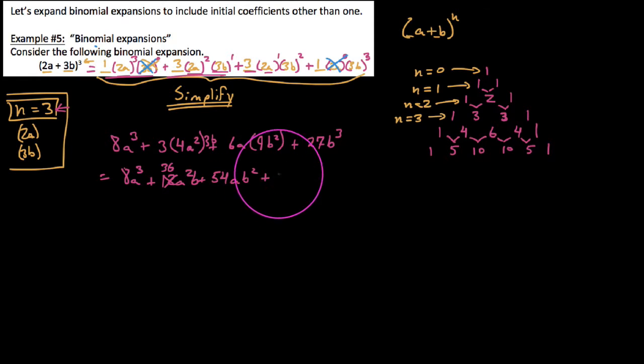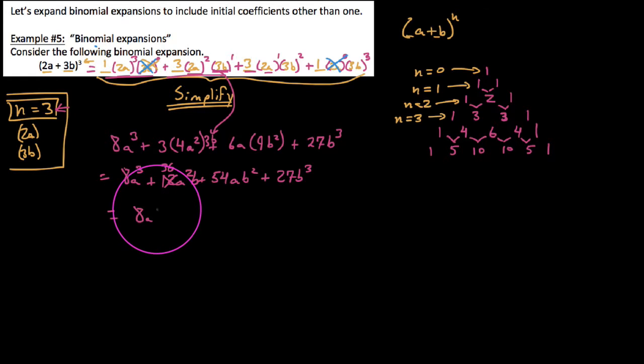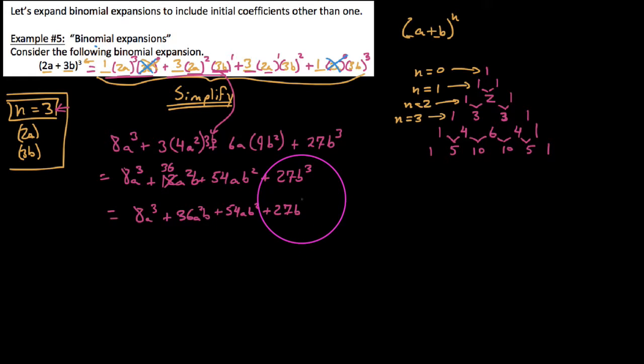And then, plus 27b cubed. So just to be clear, and I feel really bad that I did this, I forgot to put this 3b down here. We took 3 times 2a squared, which is 3 times 4a squared. But let's write this one more time a little bit more neatly. We say 8a cubed plus 36a squared b to the first, plus 54a to the first b squared, plus 27b cubed.